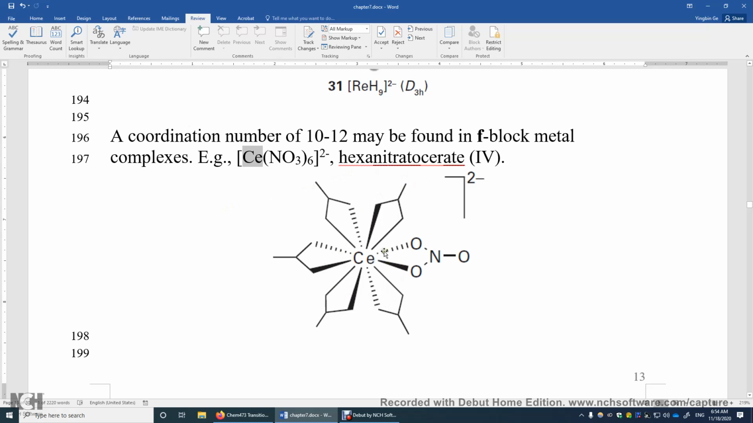The name of this is hexanitratocerate, because again you need to replace the ending IUM in cerium with ATE, because this transition metal complex bears negative charge.